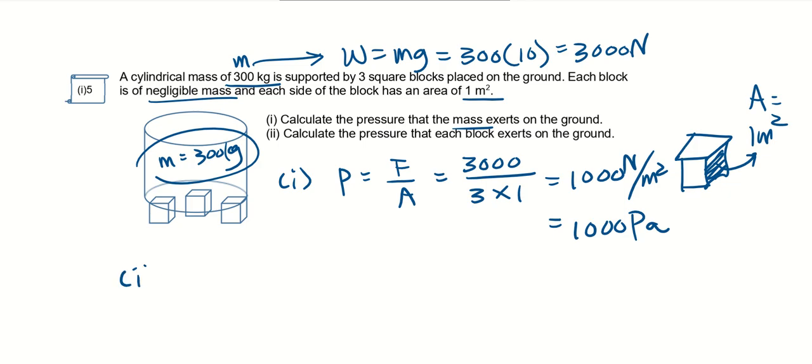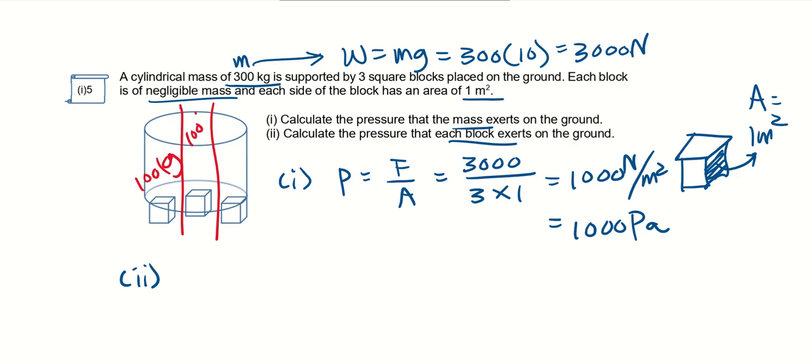So part 2, calculate the pressure that each block exerts on the ground. So now they are talking about each block. Okay, so how can we do this? Well, I can think of this mass being divided into 3. So now each block will actually handle 1/3 of the original mass. So 1/3, this is going to be 100 kg, this is going to be 100 kg, and this is going to be 100 kg, assuming I divide the mass equally into 3 parts. Okay, so because each block handles only 100 kg, let me do my calculation again.